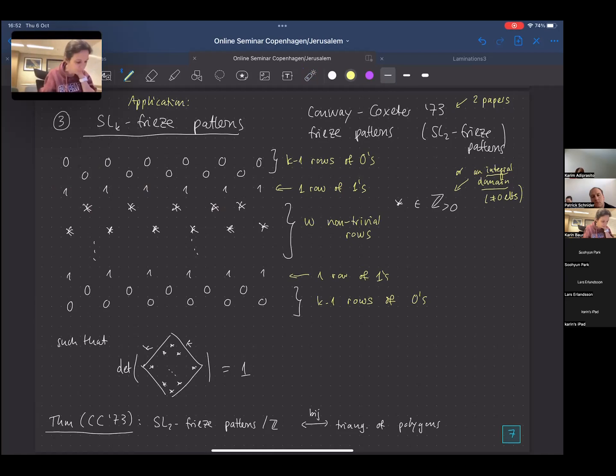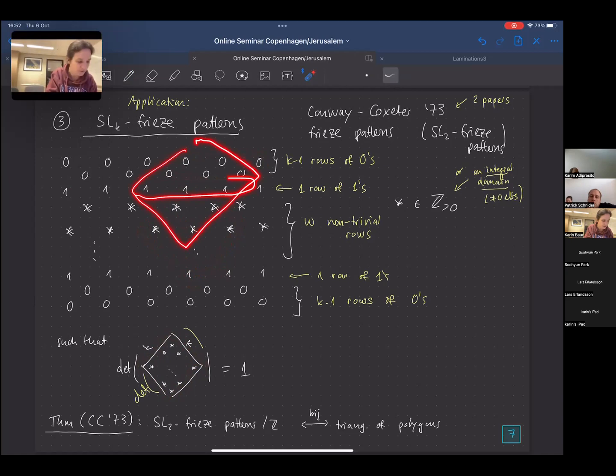And to call that a frieze pattern, we have a determinant rule. The requirement is, whenever you take such a diamond of size k in the pattern, its determinant should be one. So you rotate it around by 90 degrees, and look at that determinant. Then you understand why we had the k minus one rows of ones, because the first one will just have zeros above the diagonal and ones on the diagonal, and then the determinant is trivially one. And the same in the lower part.